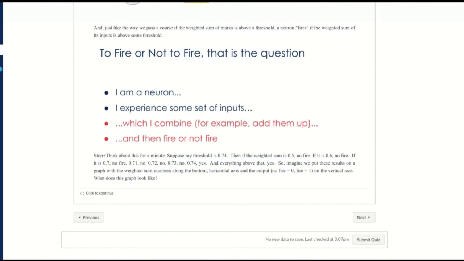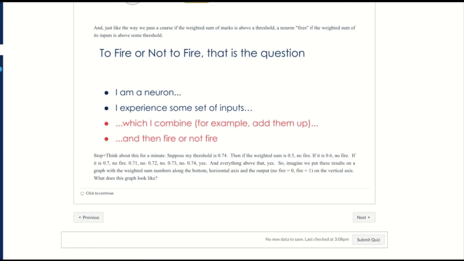So the example at the bottom here, suppose my threshold is 0.74, and the weighted sum of the inputs is 0.5, then I don't fire. If it's 0.6, I don't fire. 0.7, I don't fire. 0.71, don't fire. 0.72, I don't fire. 0.73, I don't fire. 0.74, finally, that's enough, and I fire. I send off a 1. What about 0.75? Do I fire more? Nope, just a 1. 0.8? Nope, just a 1.